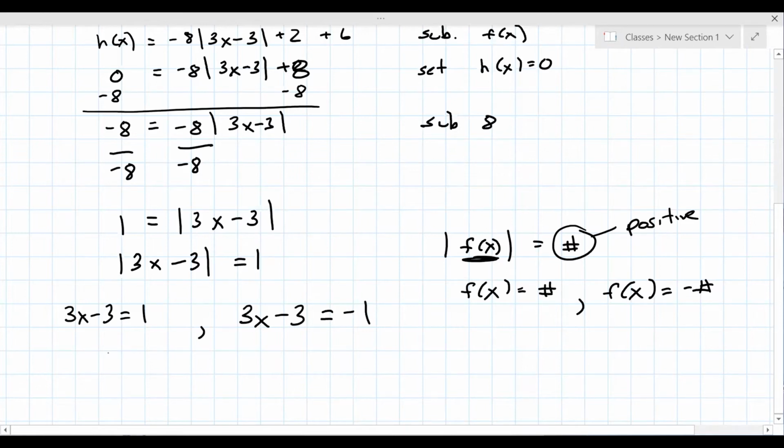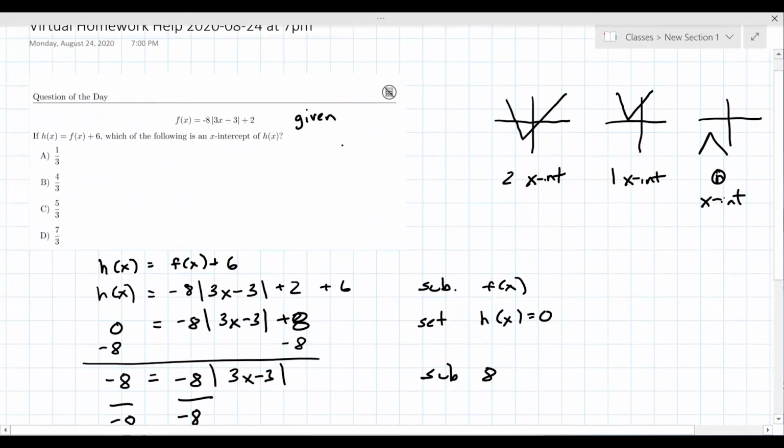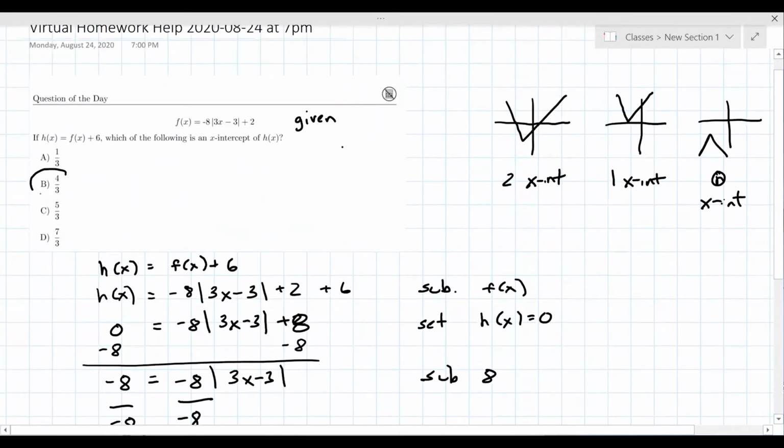I'm going to add 3 to both sides, so I get 3x equals 4. Divide both sides by 3, so x equals 4/3. Do the same thing over here. I'm going to add 3, so I get 3x equals 2. Divide by 3, x equals 2/3. So we have two x-intercepts, one at 4/3 and one at 2/3. Let's go back and take a look at the answer choices and see if we can find the correct value. Looks like just 4/3 is there.